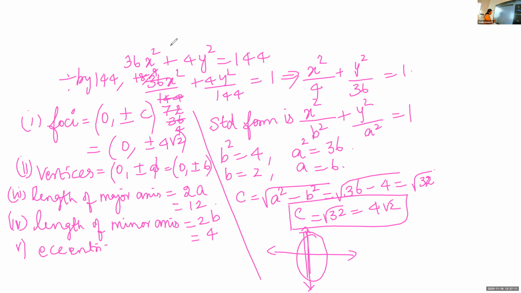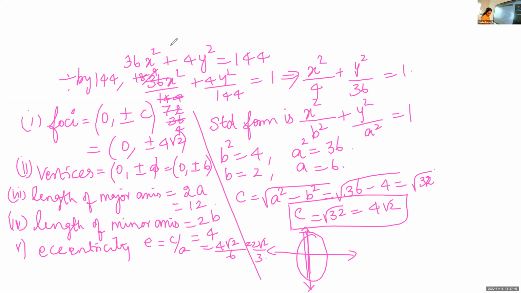Then the next one is eccentricity. Eccentricity e is equal to c by a. So once we apply this, what will you get? e is equal to c by a, c is 4 root 2 by a, a is 6. So it is 2 root 2 by 3.